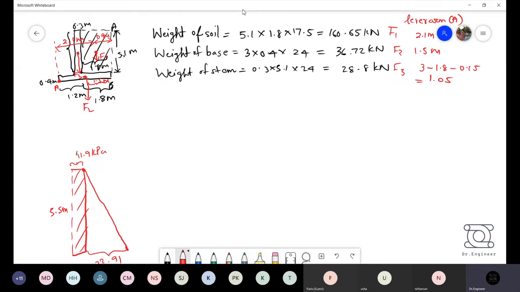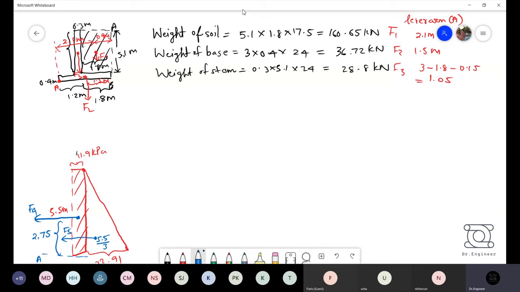They are asking us to find the factor of safety against overturning. Overturning means this retaining wall is going to topple, it's going to fall. That is due to the active pressure. For this rectangular portion, it will be acting at the center. This is the point A, somewhere here. From A, this lever arm is 2.75, that is 5.5 by 2. For this triangle, it will be acting somewhere here, at 5.5 by 3, that is one third from the bottom. Let's say this force is F4 and this is F5. These F4 and F5 are pushing the retaining wall.